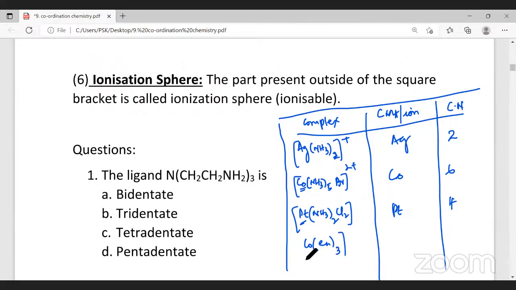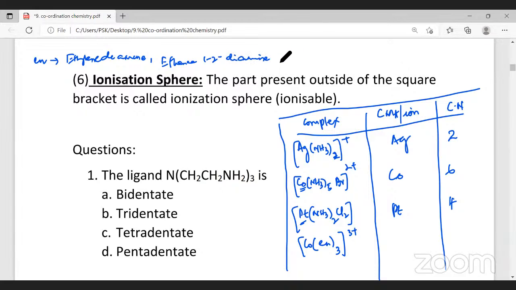Now, if I take a complex like [Co(en)3]3+, what does this en stand for? I told you in the last class: ethylene diamine. What is the proper name for this? This is otherwise called ethane-1,2-diamine.